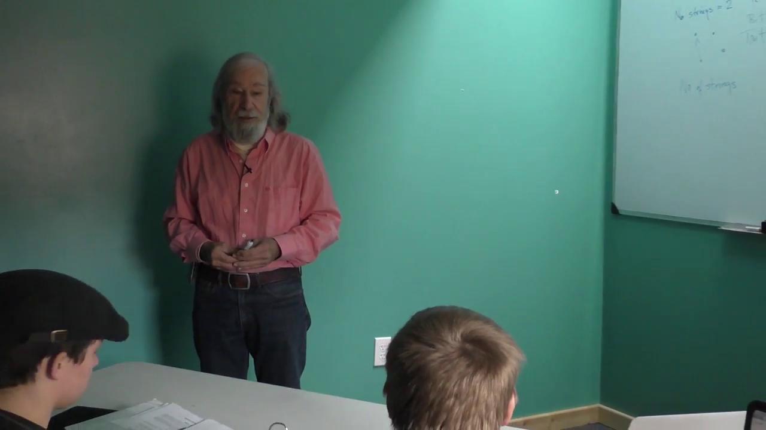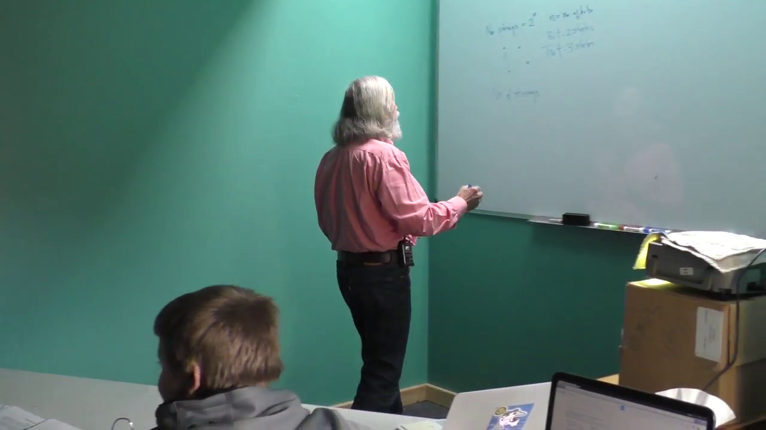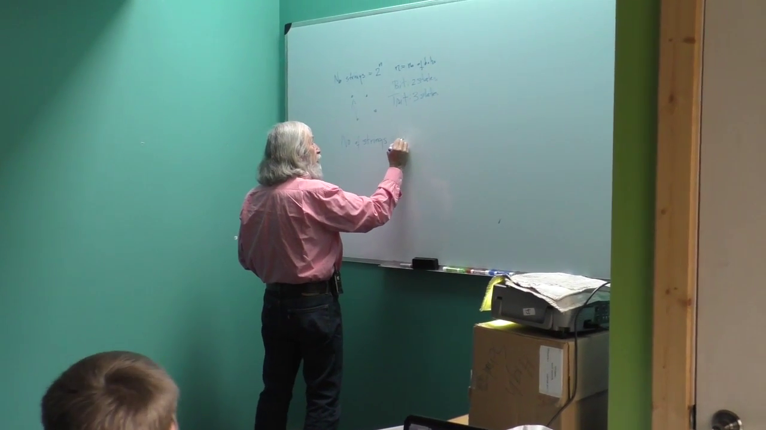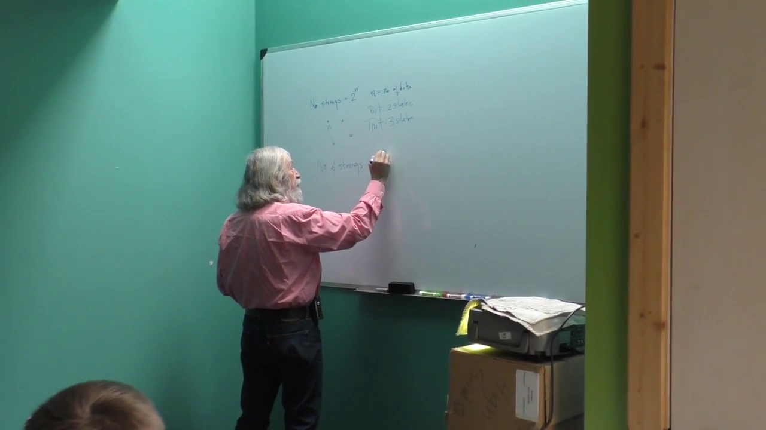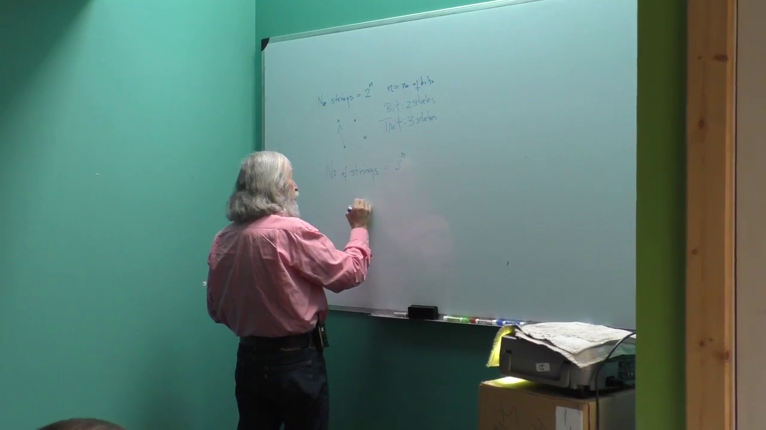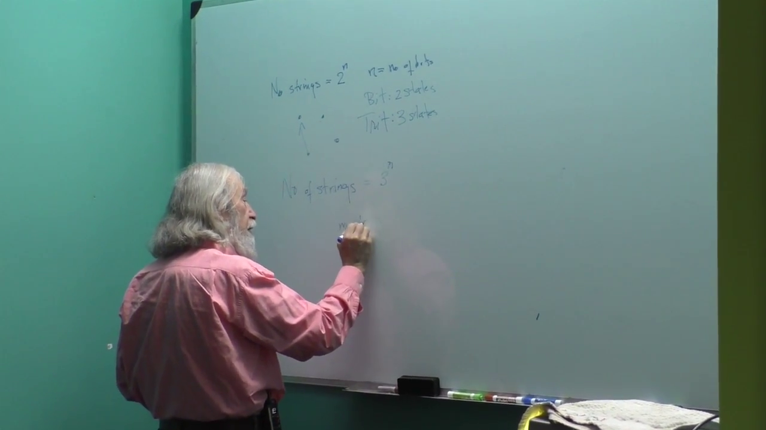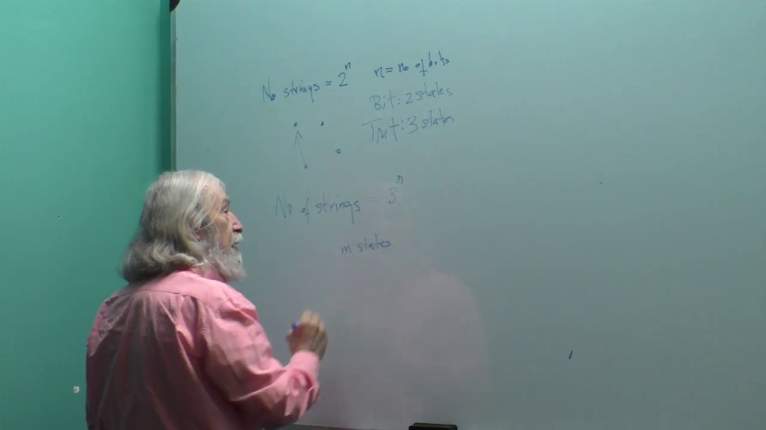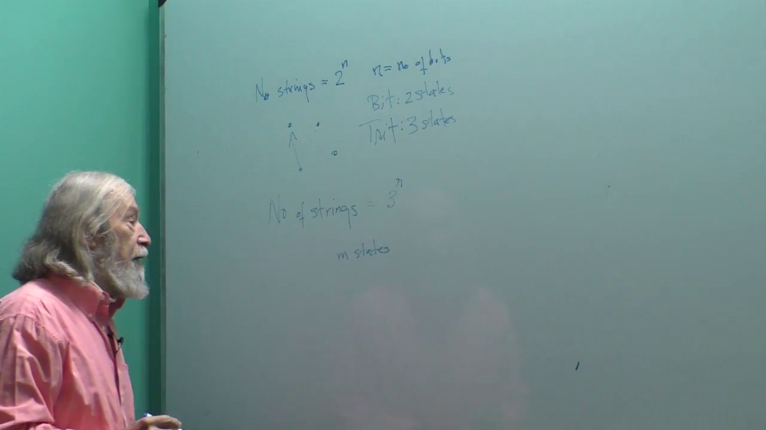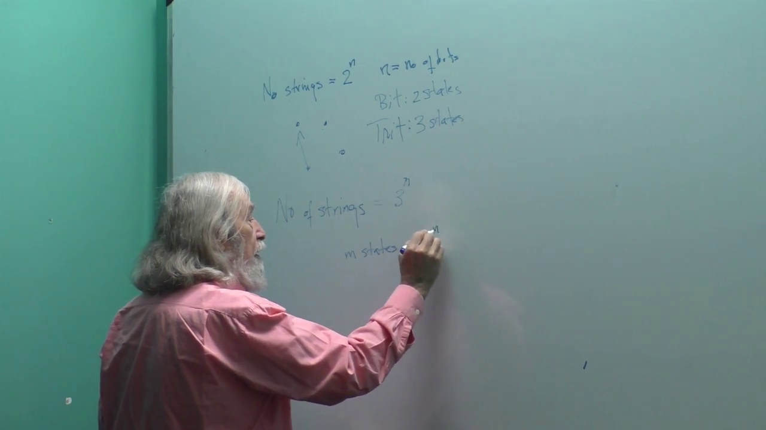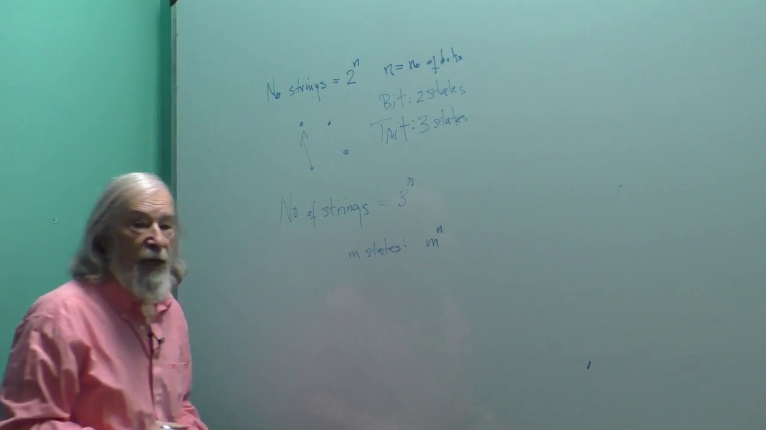Yes? 3 to the power of n? It's 3 to the power of n, and it's important to see, well, why should it be that? Can you guess what it'd be if we had m states? M to the power of n? That's right. M states, it would be m to the n.